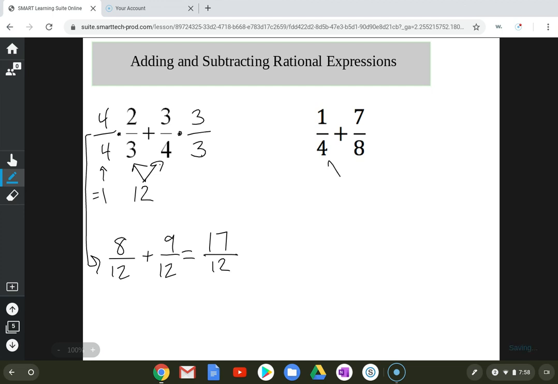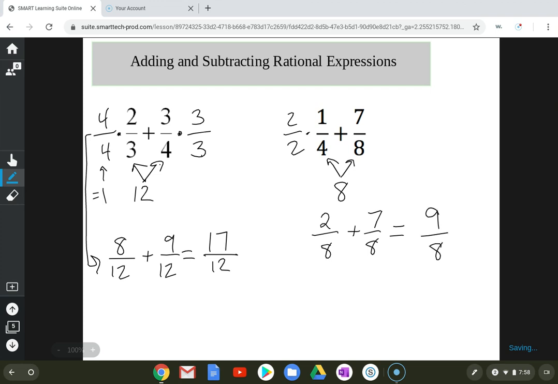For this one, take a close look. If we multiplied them together, we get 32, but 32 is not our least common denominator. Our least common denominator is actually 8, and you want to go with the lowest number that both of those denominators go into evenly. So all I have to do is multiply this guy top and bottom by 2, and so I end up with 2 eighths plus 7 eighths, which gives us 9 eighths.